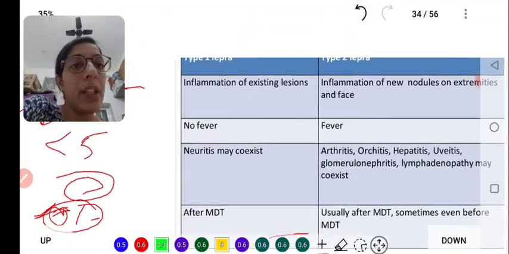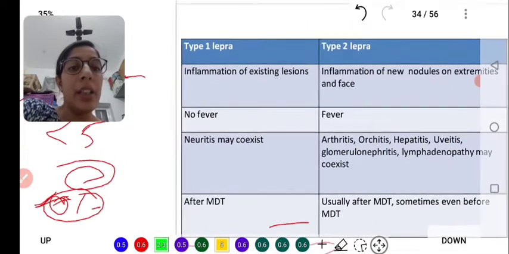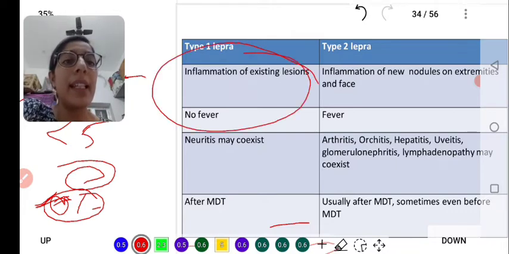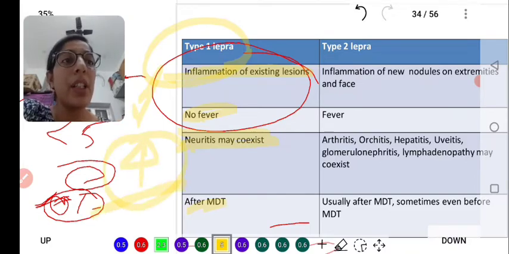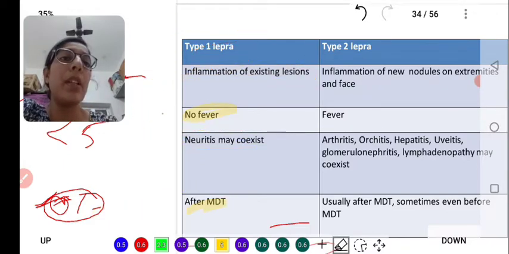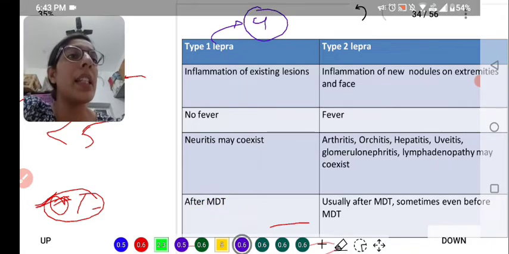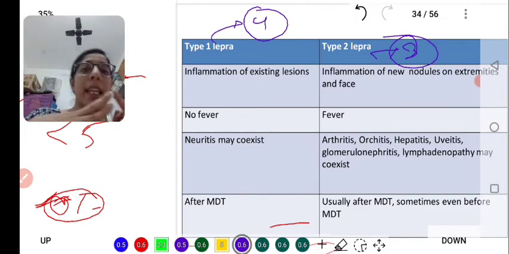Here is the lepra reaction after giving the treatment, that is multi-drug therapy. When giving the treatment, the patient will complain of changes like inflammation of the existing lesions, but without fever, and inflammation of the nerves. ठीक है, this is type 1 reaction, which is actually a type 4 hypersensitivity reaction. We usually remember this from 1 plus 4 equals 5 and 2 plus 3 equals 5. That's why we say that type 1 shows type 4 hypersensitivity reaction and type 2 shows type 3 hypersensitivity reaction.